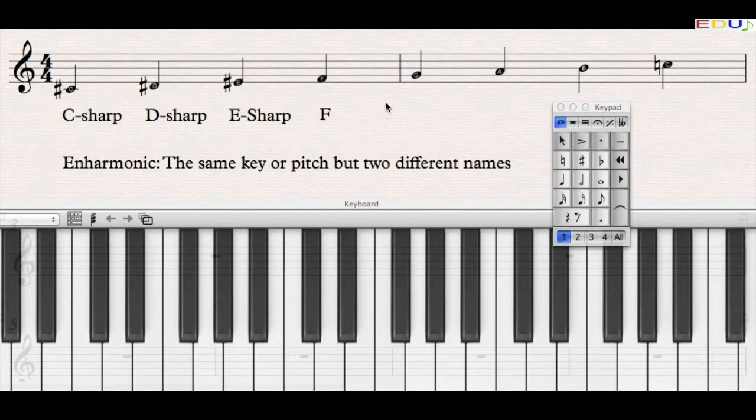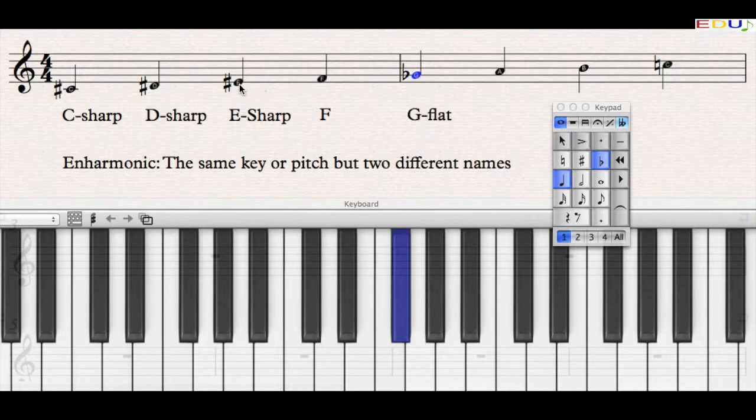Let's work a little bit with flats. So we take the G and we put a flat in front of it, and you will see that the pitch goes down by a semitone. It drops by a semitone. There we go. Here we have a G flat.